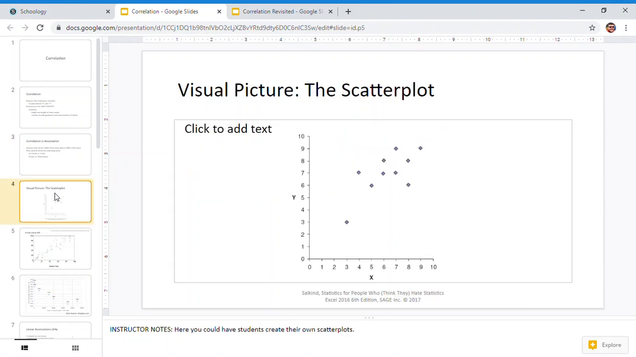So we use a scatter plot to represent correlation, and I'm going to change the order of this slide when I redo this lecture. And yeah, each dot's a data point. That's one person with a measure of x and a measure of y.